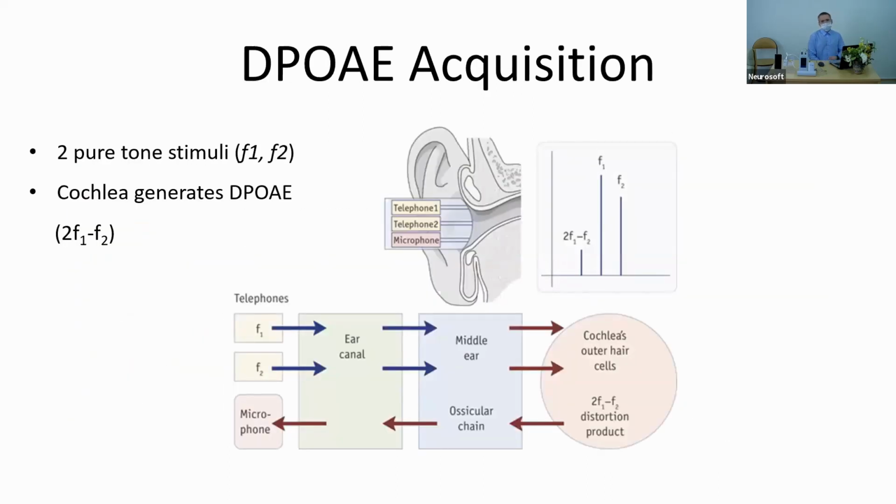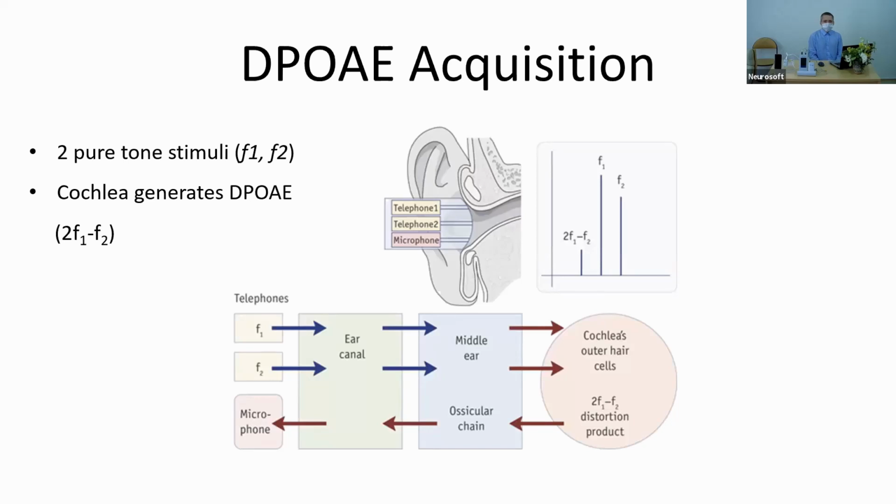Another type of otoacoustic emission test is distortion product otoacoustic emission. This test uses a different type of stimulus, which is two pure tone stimuli, usually called F1 and F2. And the cochlea generates distortion product emission at a third frequency, which is calculated by 2F1 minus F2.